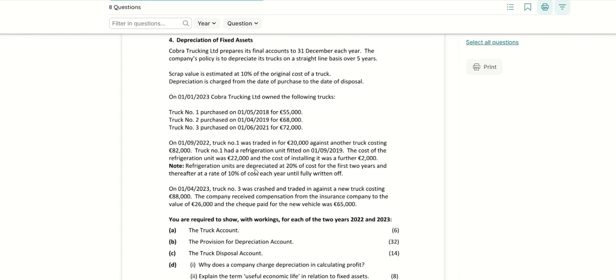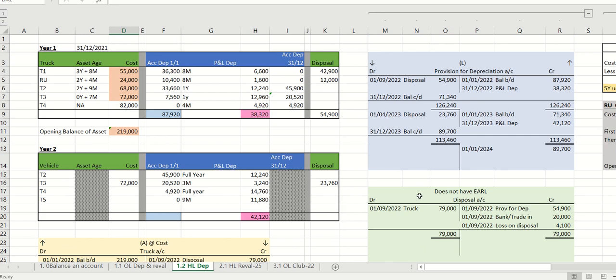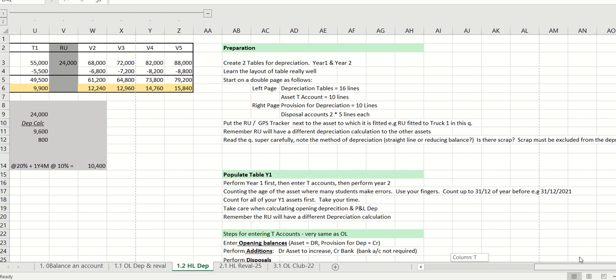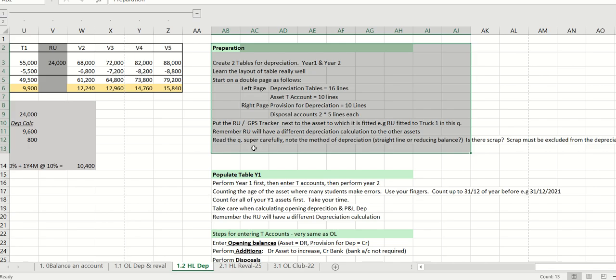Hopefully you found that useful, and good luck with it. So a little recap on our steps before we finish. Know your table, create your table, lay out your page really well, have your ruler, your calculator, everything around you. Calculator should be flat on the desk. Big calculator, don't be lifting it up and putting it down, it's wasting your time. Get really skilled at doing that. Lay out your double page: tables on the left, asset account beneath it, provision top of the right, disposals below it.